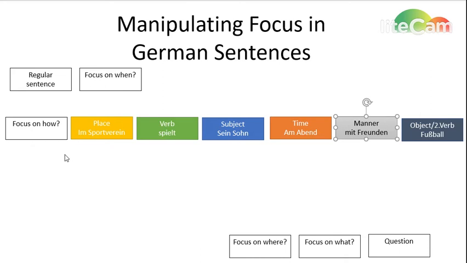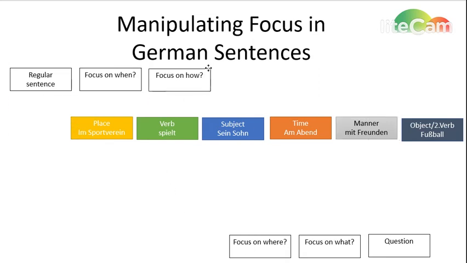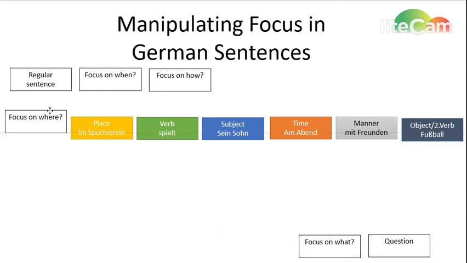So im Sportverein spielt sein Sohn am Abend mit Freunden Fußball. In the sporting club plays his son in the evening with friends football. Okay, so there you have the where, and I had forgotten to move this into place. So let's just imagine that I had done that.